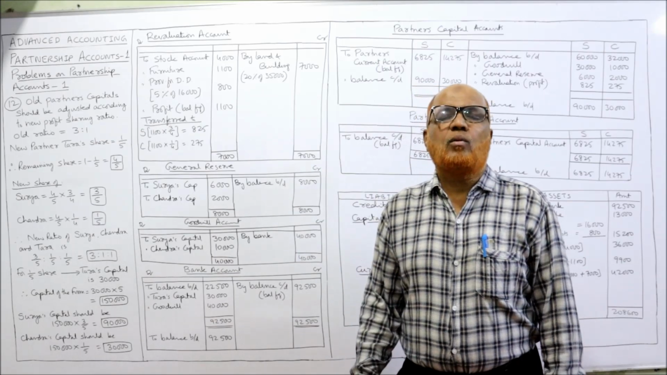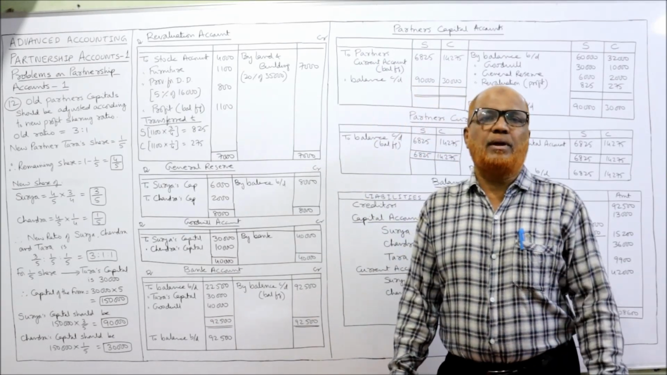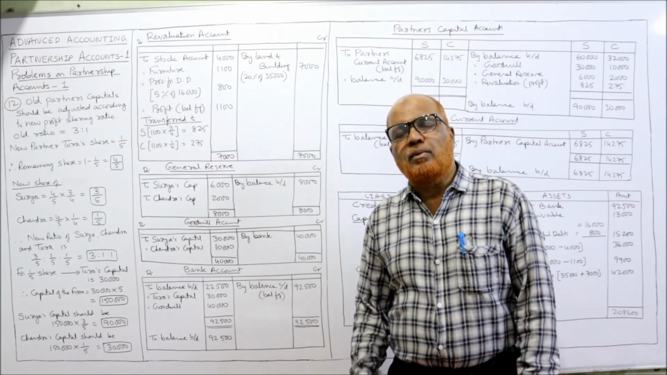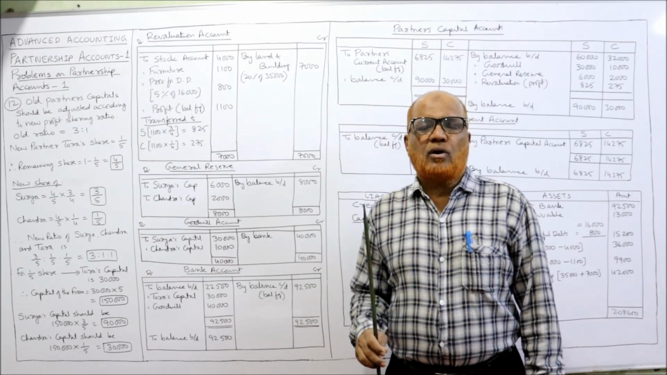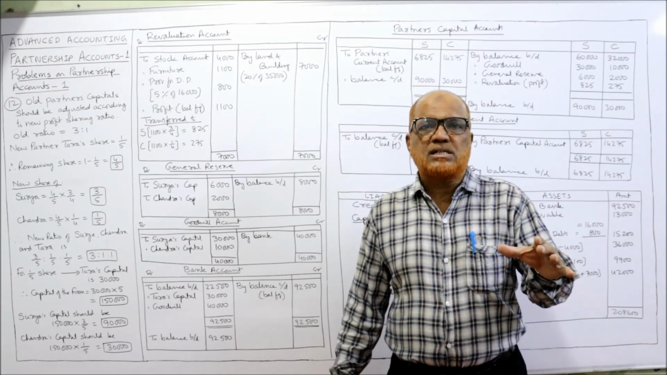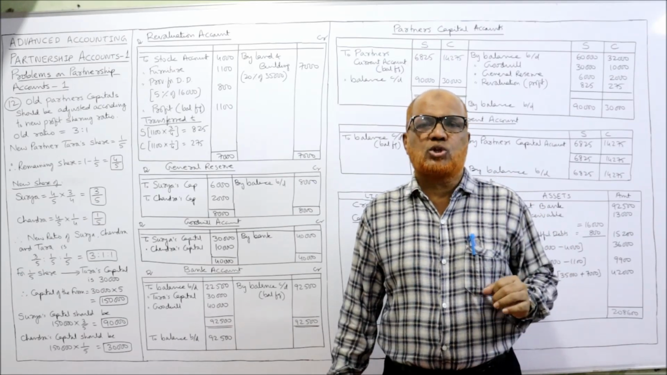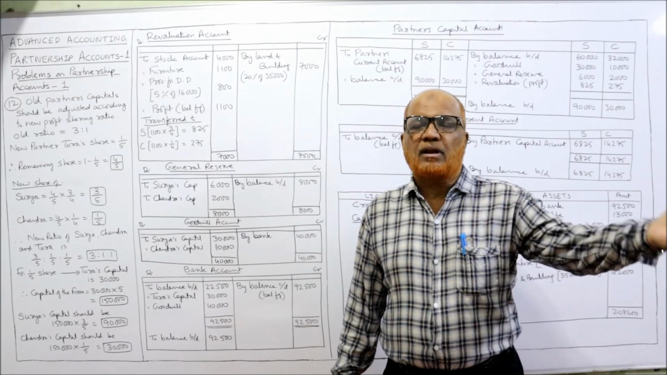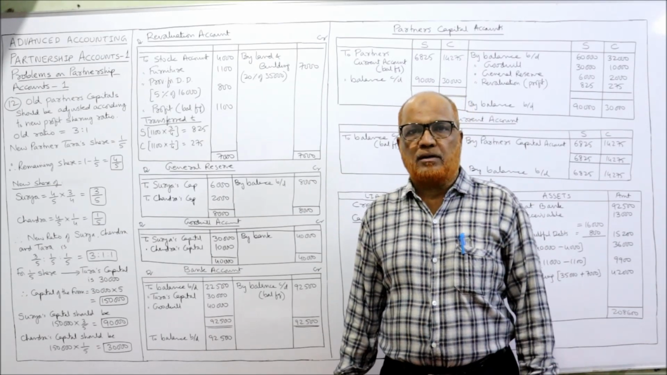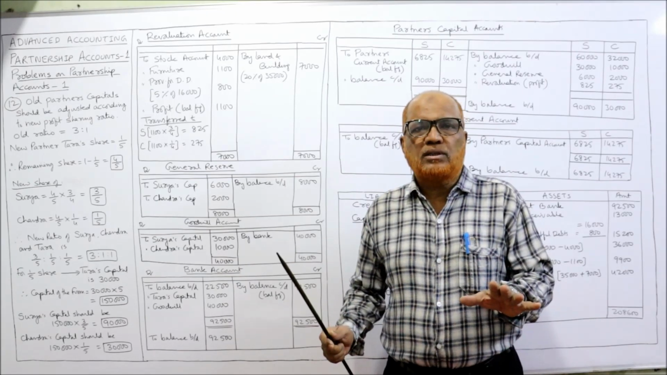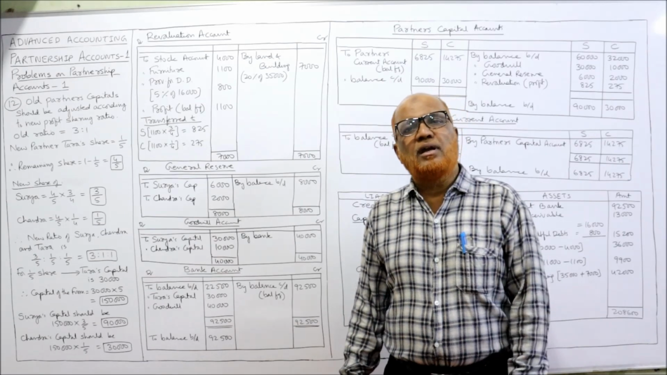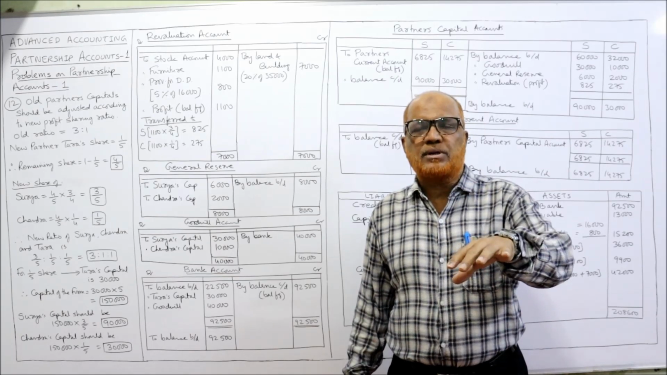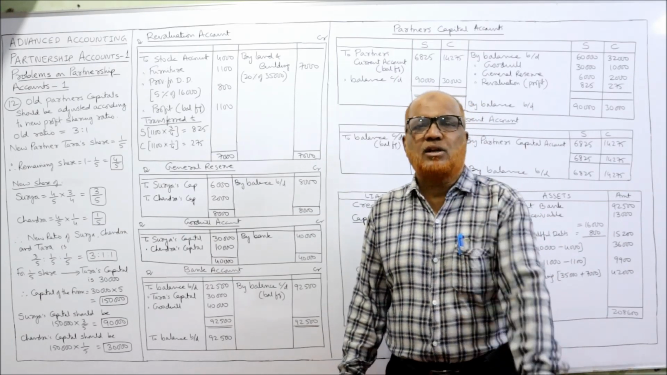In this problem, we are not required to pass the journal entries. Directly, we have to make the ledger accounts. But before that, the new point in this problem is the capital of the old partners should be adjusted according to the new profit sharing ratio, and whatever excess capital or shortage of capital, that will be transferred to the current account of the partners. Earlier current account was not there, but now current account has to be created for the old partners. If any surplus capital or deficit capital is there, that will be adjusted in the current account. That is the new point.